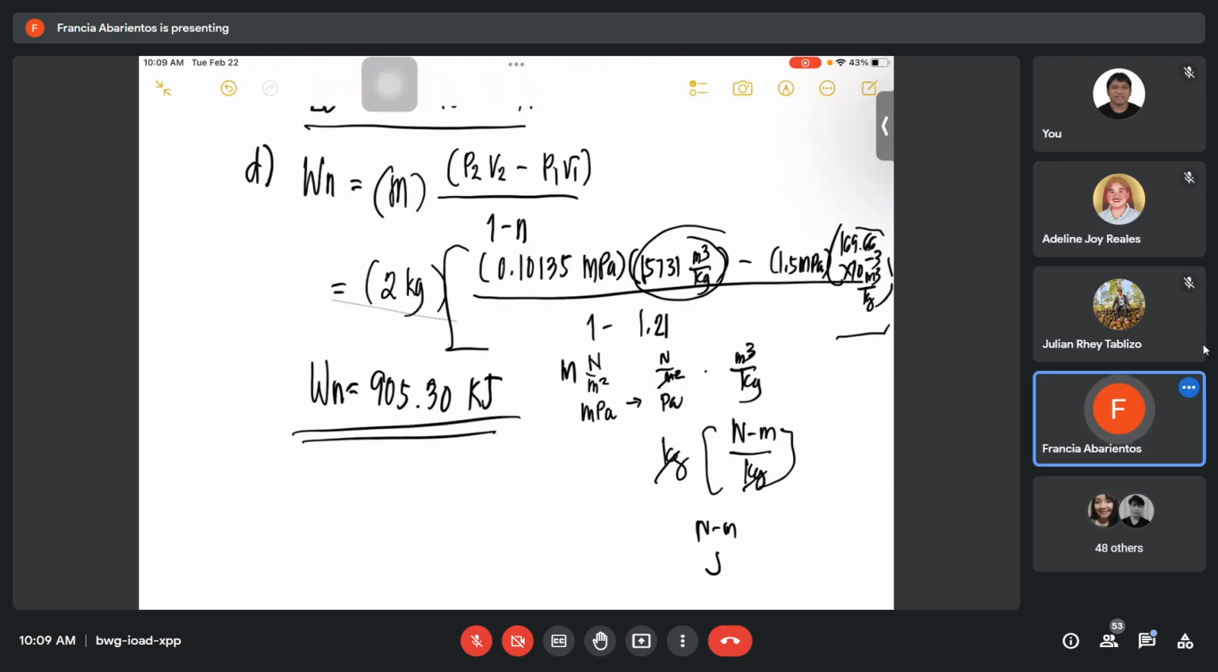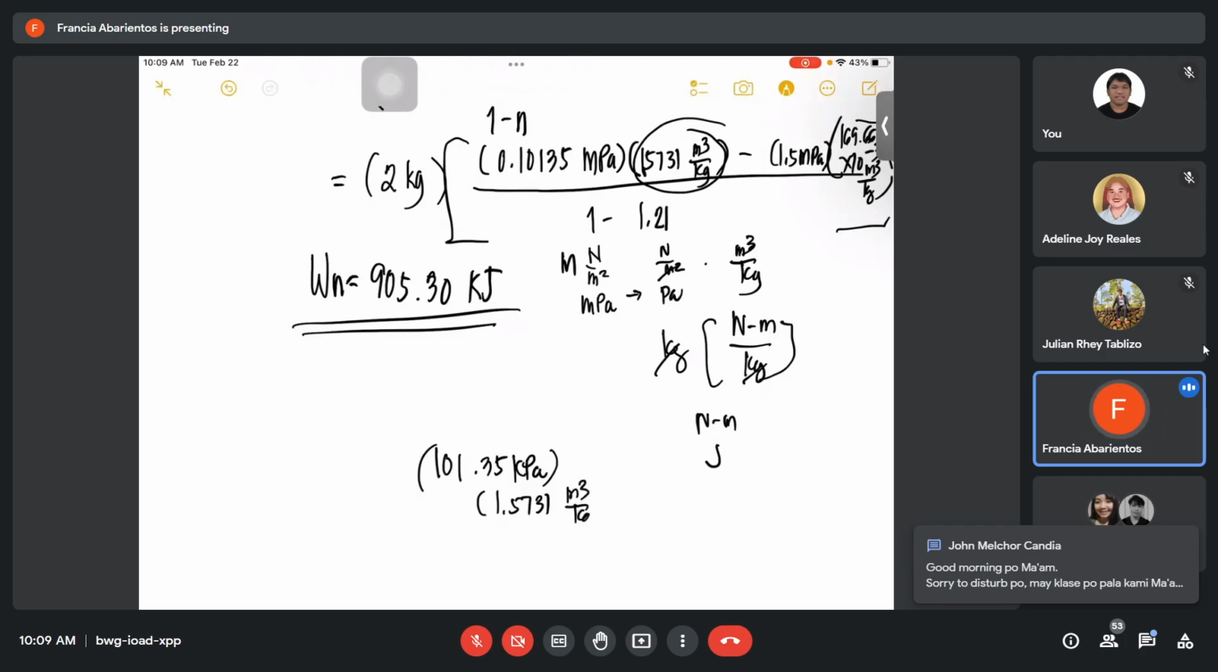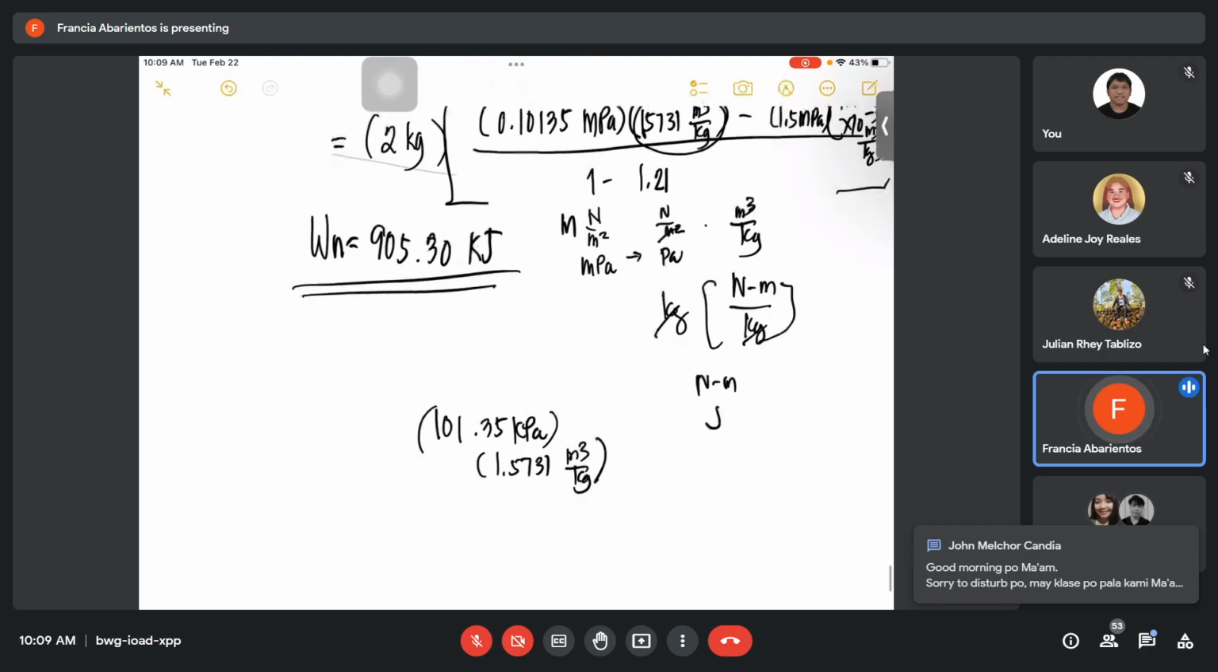Convert nyo muna yung megapascal into kilopascal para kilojoule na yung lalabasin. Convert nyo muna yung MPa into kilopascal. So, mangyayari, 101.35, tama ba? Kilopascal times mo sa 1.5731 cubic meter per kilogram. Magma-minus ka 1.5 megapascal.